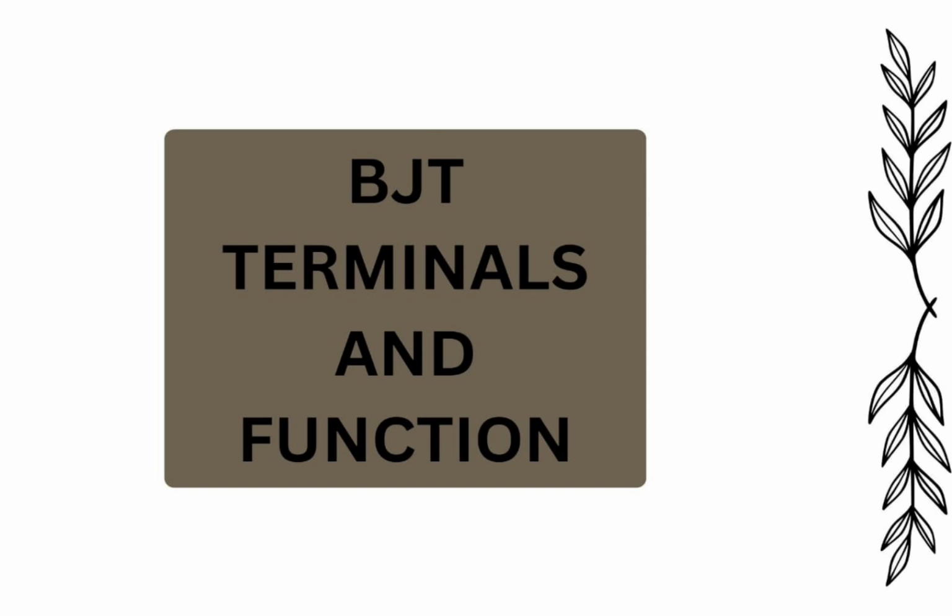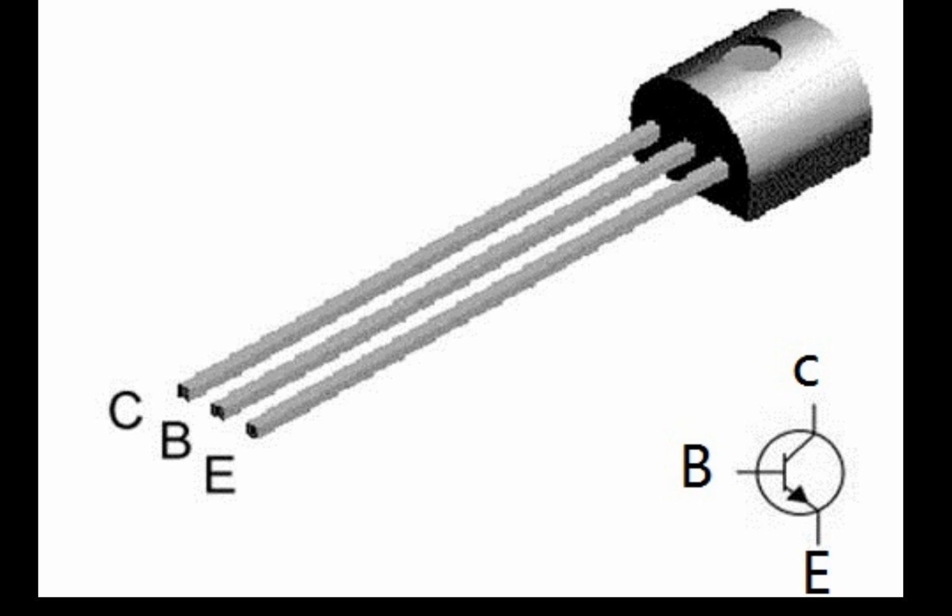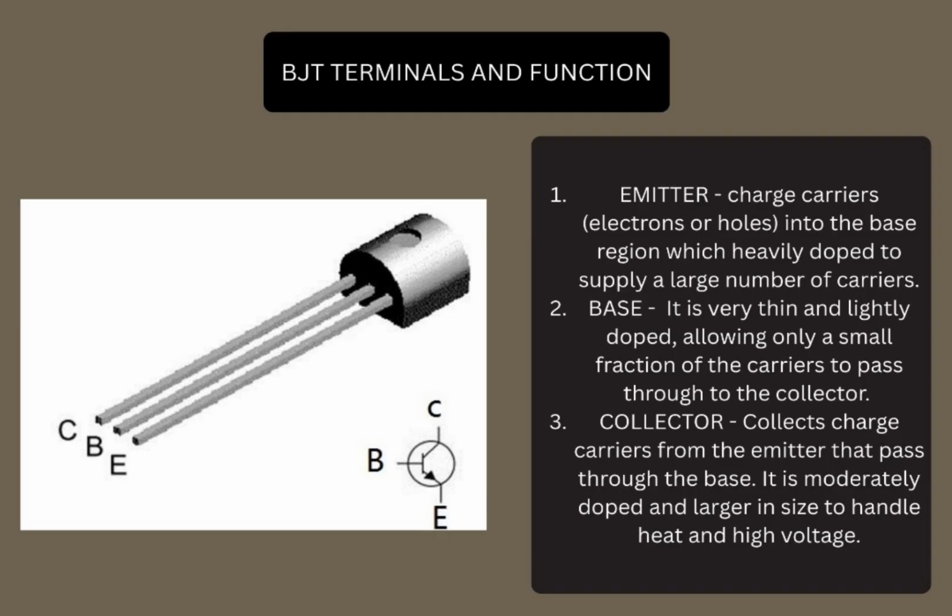BJT terminals and their function. A BJT consists of three terminals, which are collector, base and emitter. We can also see the schematic symbol of a BJT. Basically, the topmost terminal in the schematic symbol is called the collector, and the middle terminal is the base. Finally, the terminal that leads downward is named the emitter. Each terminal has its own function.